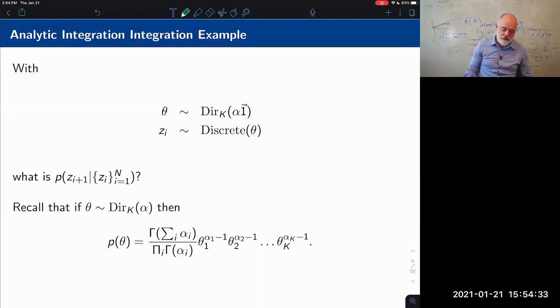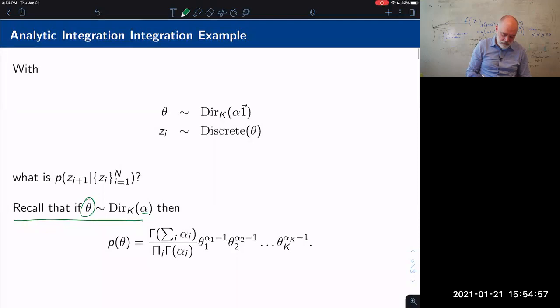Okay, so I've at several points already talked about Dirichlet distributions. Recall that if some vector theta is Dirichlet distributed with some, what often is referred to as a base distribution alpha, then the probability density function governing theta looks like this.